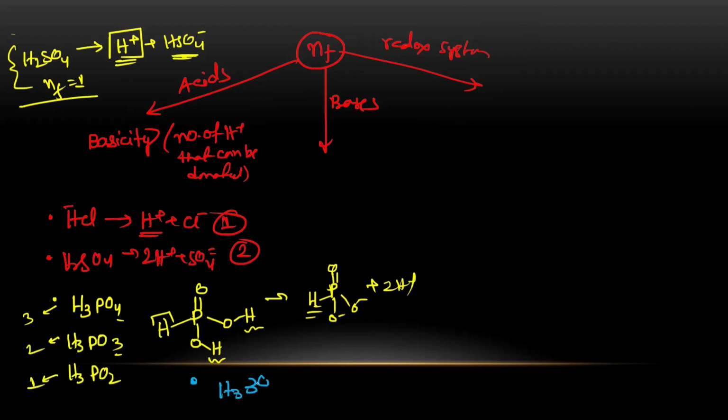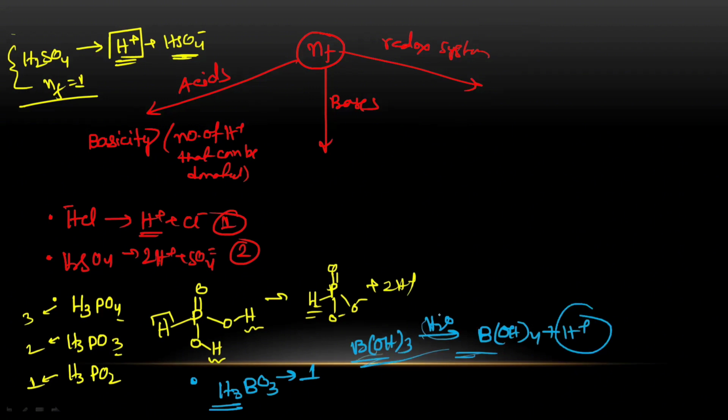H3BO3, this is called boric acid. It has actually 3 hydrogen. I am showing you typical examples where you can get confused. H3BO3, it will be 1 because H3BO3 is actually B(OH)3, and when it is with water, it makes B(OH)4 minus plus H plus. It is basically giving only one H plus.